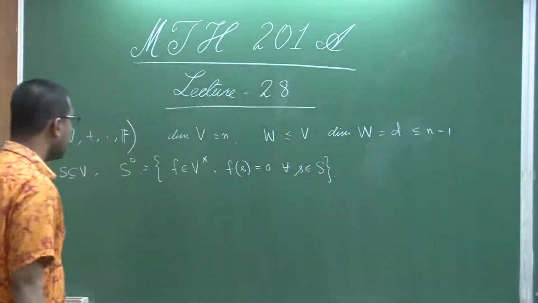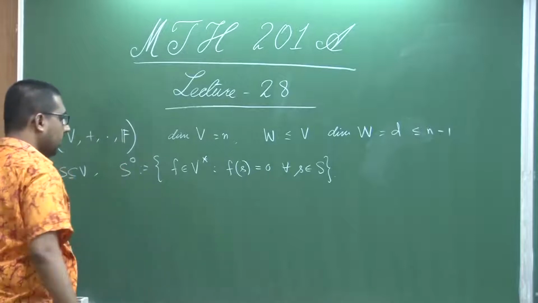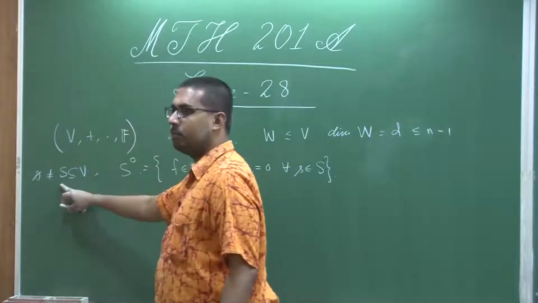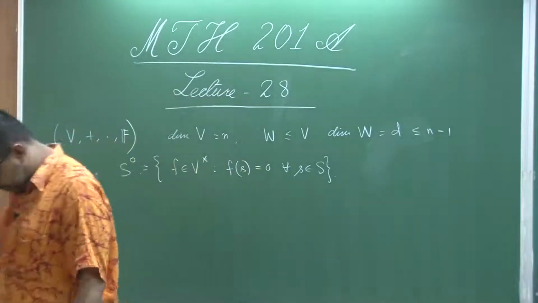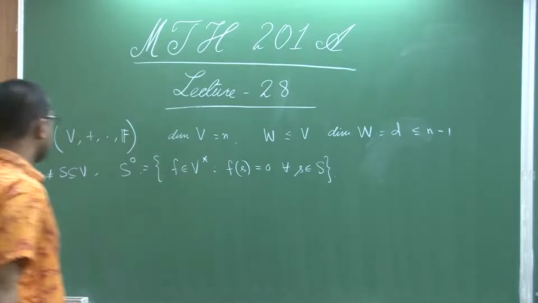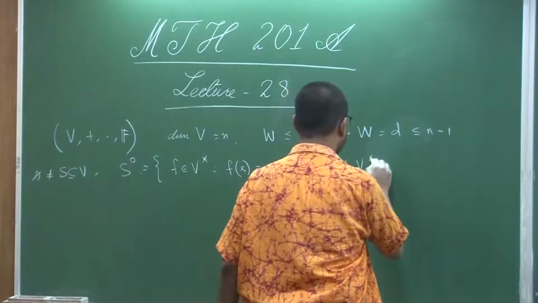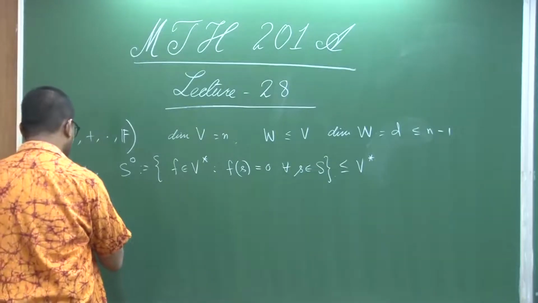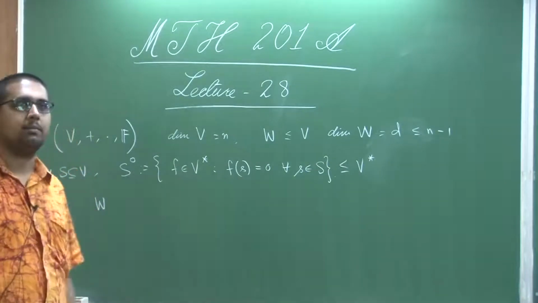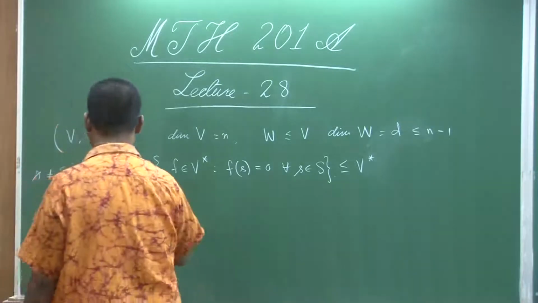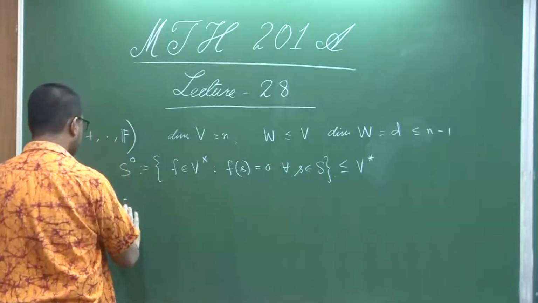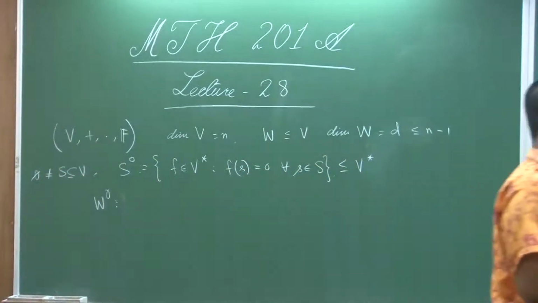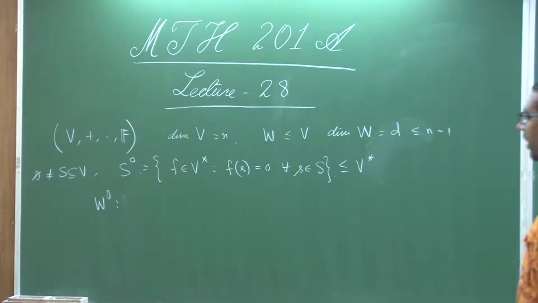So, even if S is not a subspace, still S upper naught is a subspace, a subspace of V star. Now, in particular, assume that we are dealing with a subspace W, then let us ask about W naught. So, W naught is the annihilator of W. This is precisely the collection of all linear functionals which vanish identically on W.